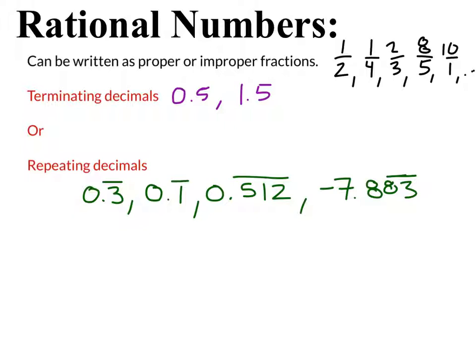Amazing. All right. You could have something like a 0.125. Maybe a 10.125. Negative. Doesn't matter. All three of these still terminate at some point.